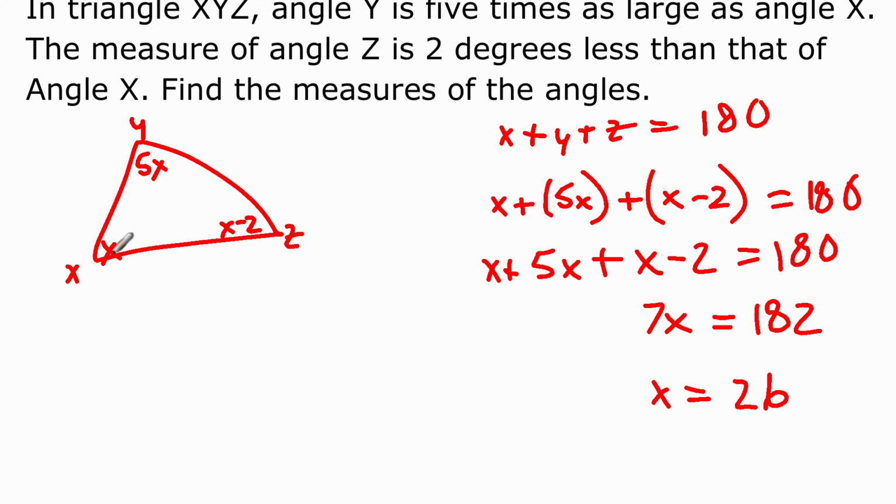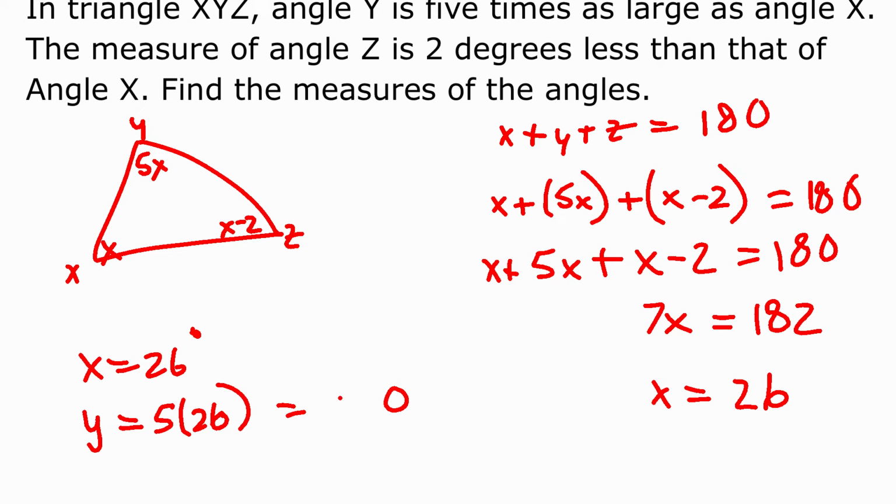So that means that the angle x is 26 degrees. Angle y is 5 times that. So 5 times 26, and that would be 130. And then angle z is 2 degrees less than x. So if x is 26, z's got to be 24. So if you add all those up, hopefully it'll come out to 180.